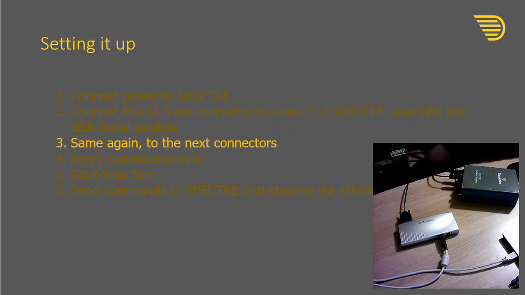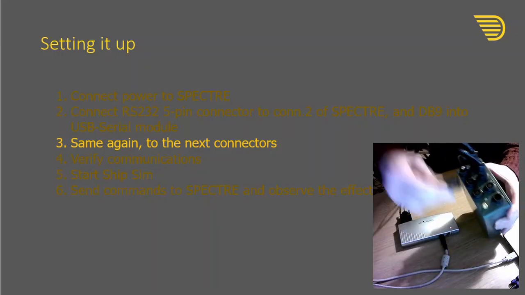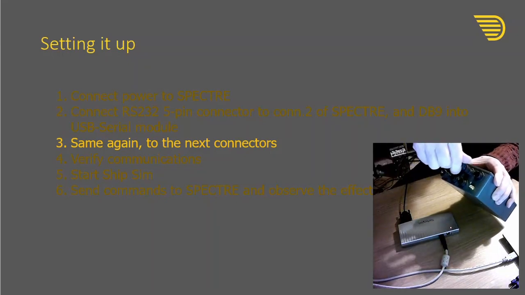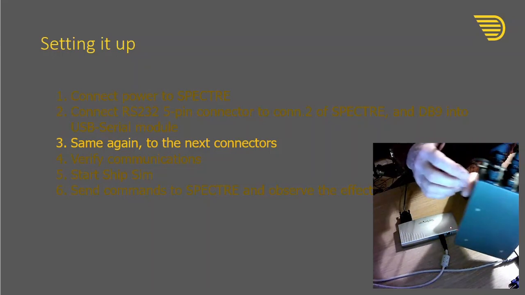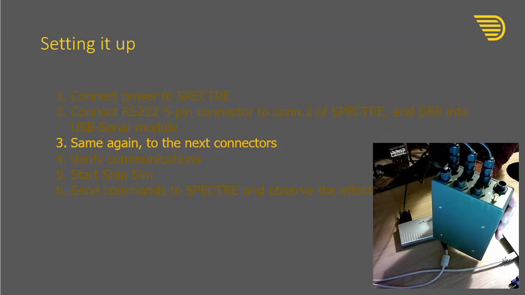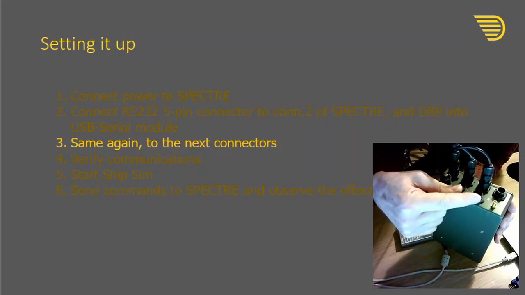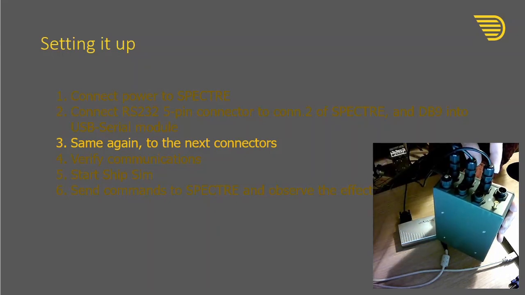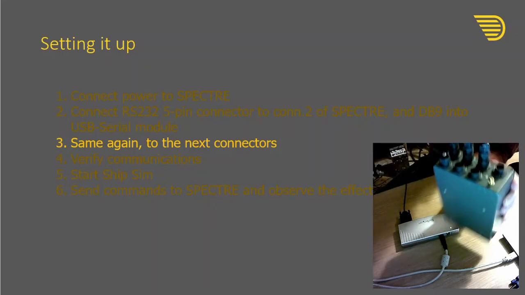So same again to the next connectors. So let's find the other lead, and here it is. Same again, and it goes into the next one there. Now, just a little word of caution. You notice that on the bottom edge there are 2 more connectors. They look pretty similar to these ones, but they've got 6 pins. Those are RS422 instead of 232, which is in the top ones. So don't use these 2. Okay, so we've done the third one.